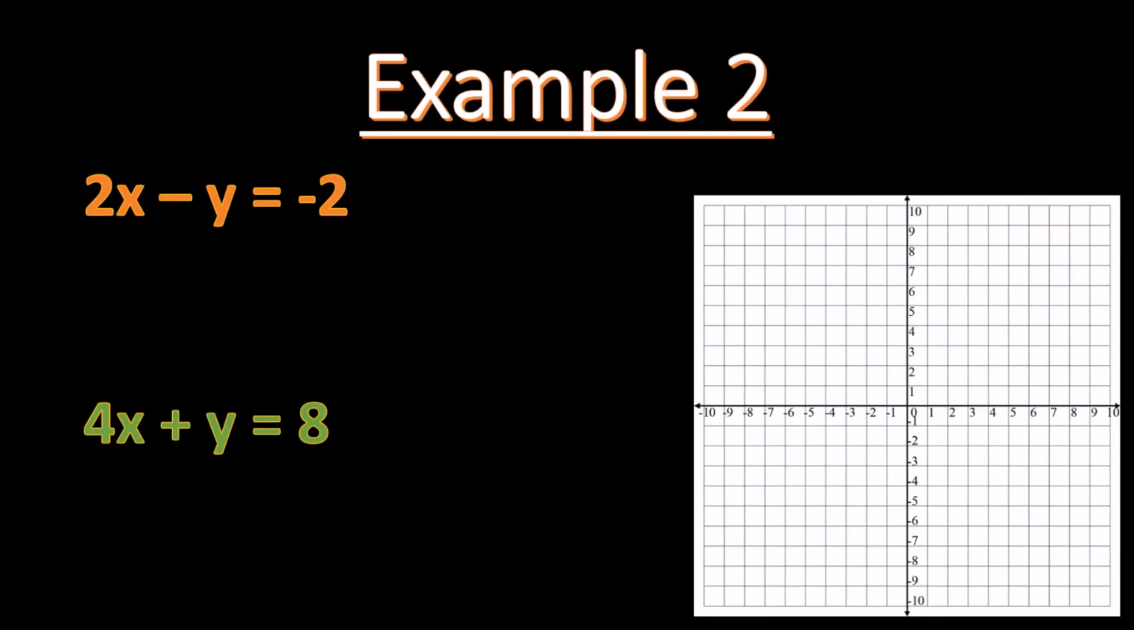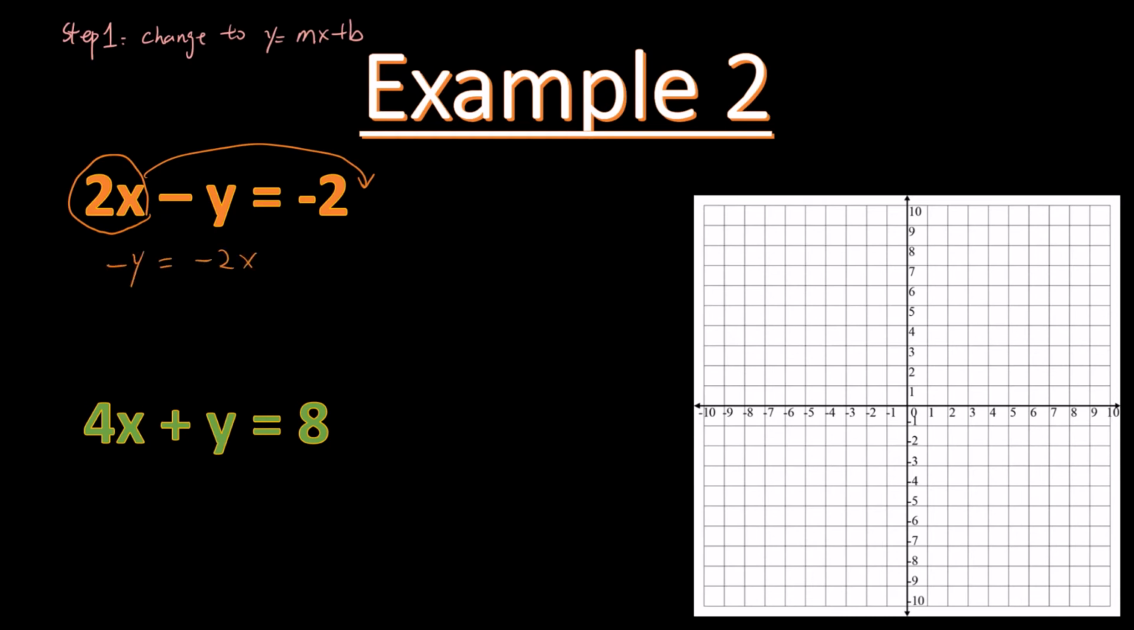Example 2 has two equations as well, but the difference is the equations are not in slope-intercept form. So step 1, we need to change to the slope-intercept form, which is y equals mx plus b. We do each equation one at a time. For the first one, we transpose the 2x to the right. We have negative y equals negative 2x minus 2. Then we divide negative 1 for each term. Then we end up with y equals 2x plus 2.